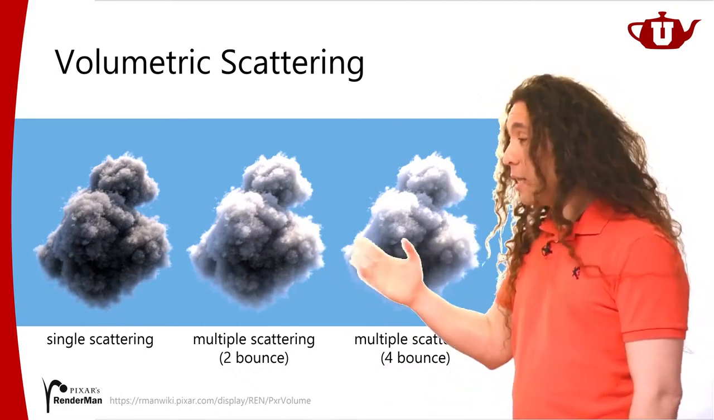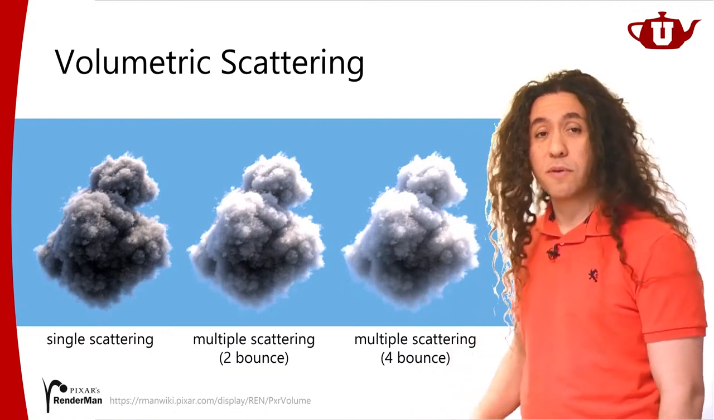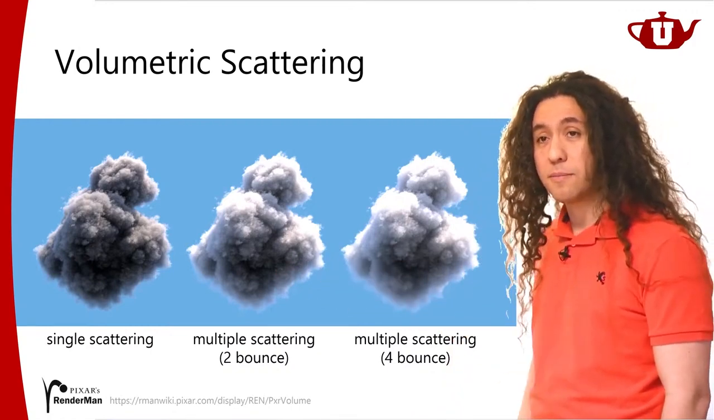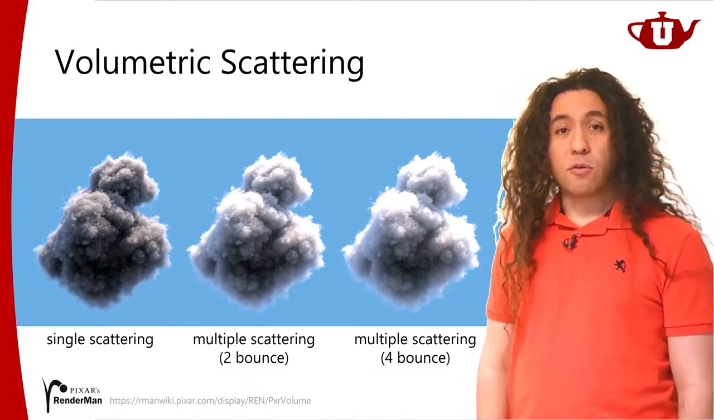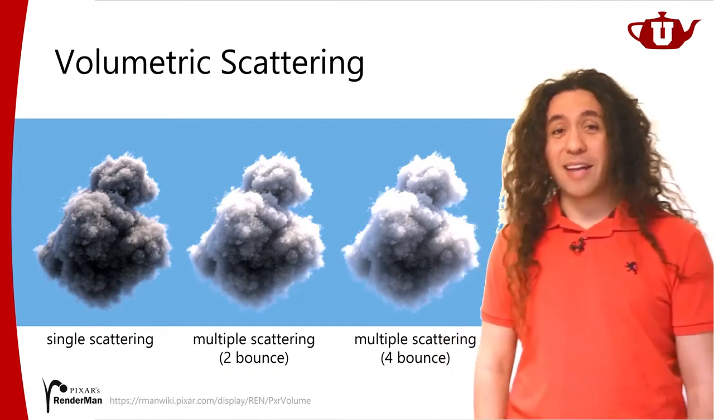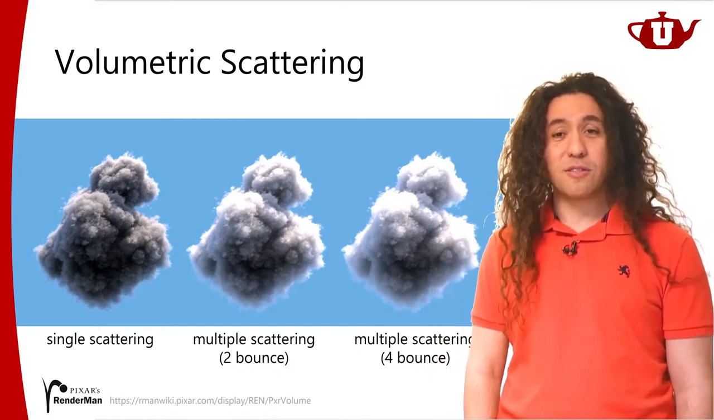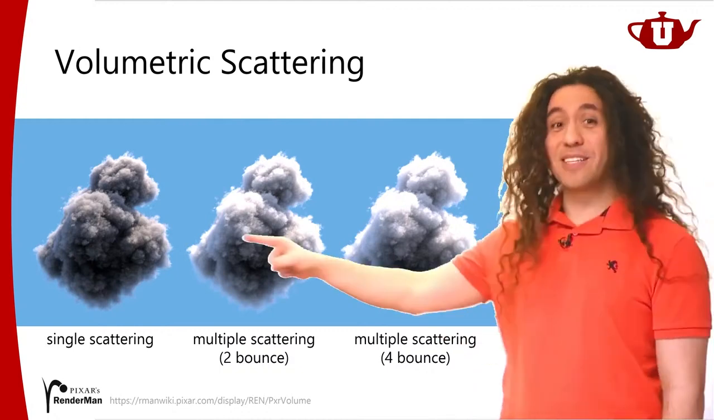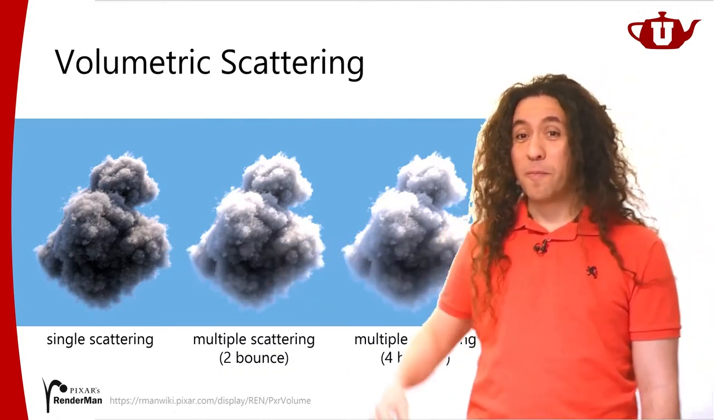In a lot of cases, it actually makes a huge difference. And this is using four bounces. That's even brighter than that, right? So multiple scattering is a thing inside volumes, and it's not something that you should ignore. This looks very different than this, right?